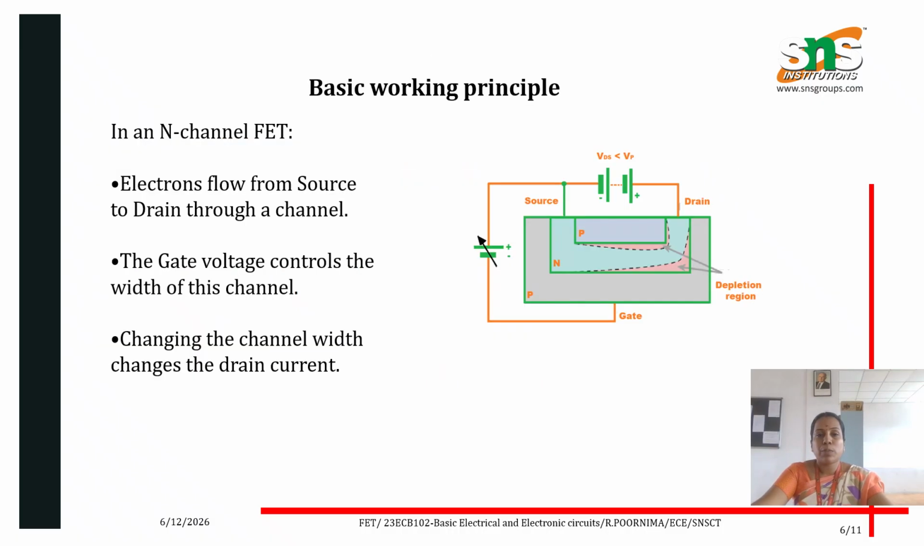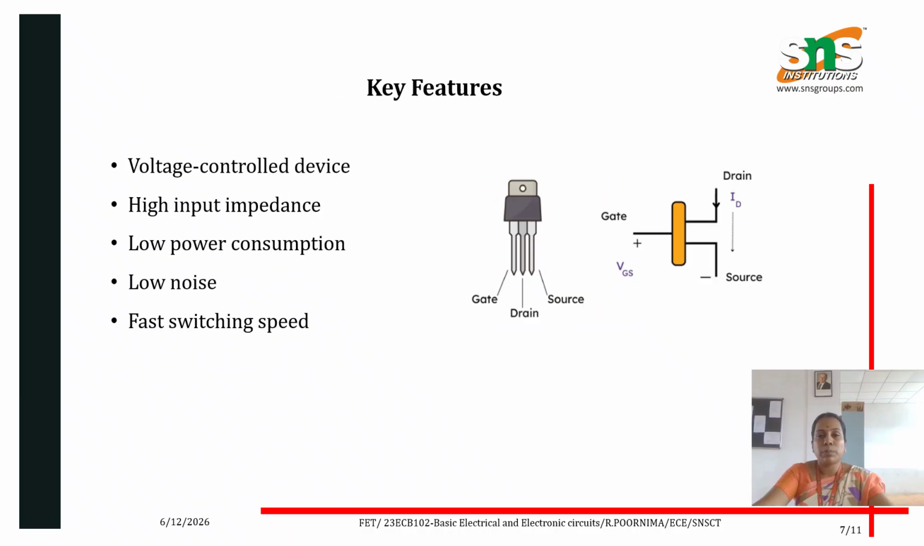Basic working principle of field effect transistor. The electrons flow from the source to the drain through a channel. For example, here it is an N channel FET. The gate voltage controls the width of the channel. So the voltage applied to the gate controls this channel width. Changing the channel width changes the drain current, so the current is controlled by the voltage applied to the gate terminal.